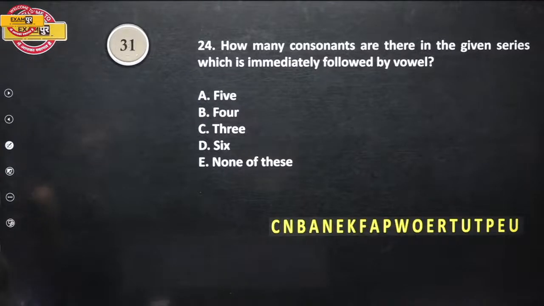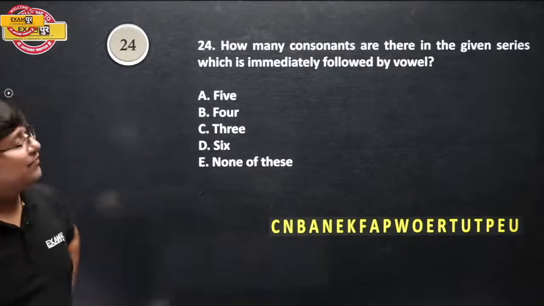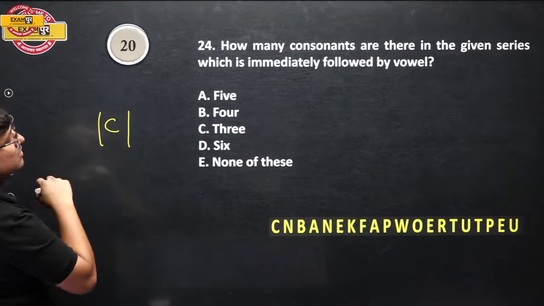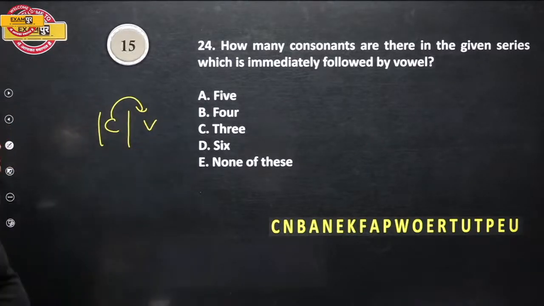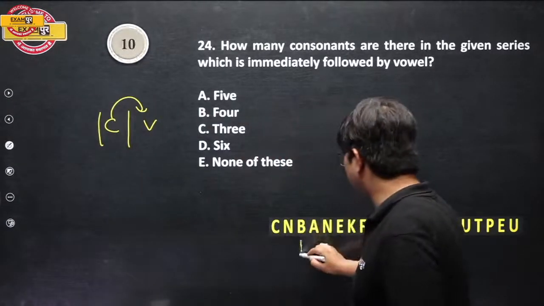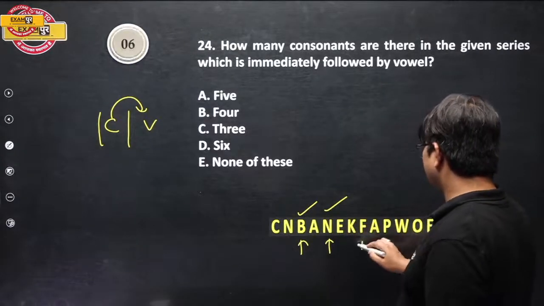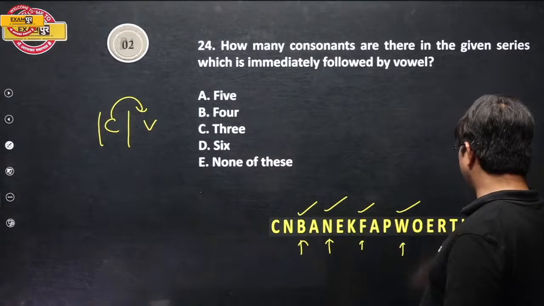How many consonants? I have discussed well about vowels and consonants in my last class. So how many consonants are there in the given series which are immediately followed by a vowel? See, this consonant is immediately followed by a vowel. This consonant is immediately followed by a vowel.